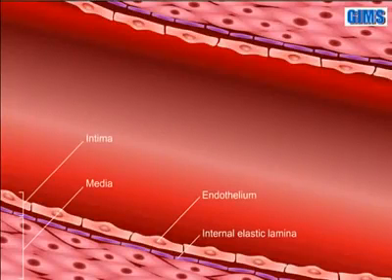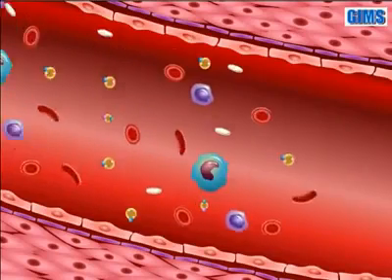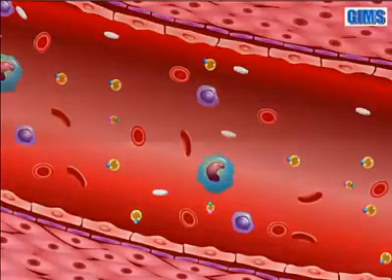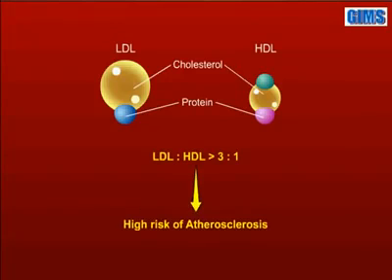This is a section of an artery showing endothelial lining and internal elastic lamina and underlying smooth muscle cells. The bloodstream maintains erythrocytes, leukocytes, platelets and lipoproteins in contact with the arterial wall. This is the basic structure of LDL and HDL particles. As the ratio of LDL and HDL particles increases, there will be a high risk of atherosclerosis.